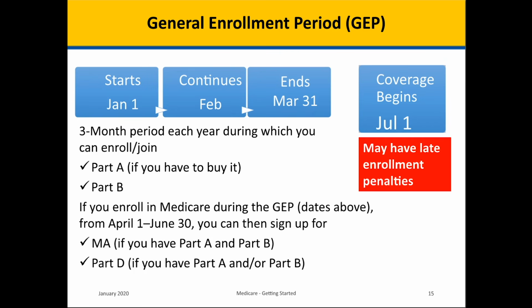However, if you delayed Part B because you or your spouse are still working and have group health plan coverage, you won't pay a late enrollment penalty and may be able to enroll during a special enrollment period or SEP.